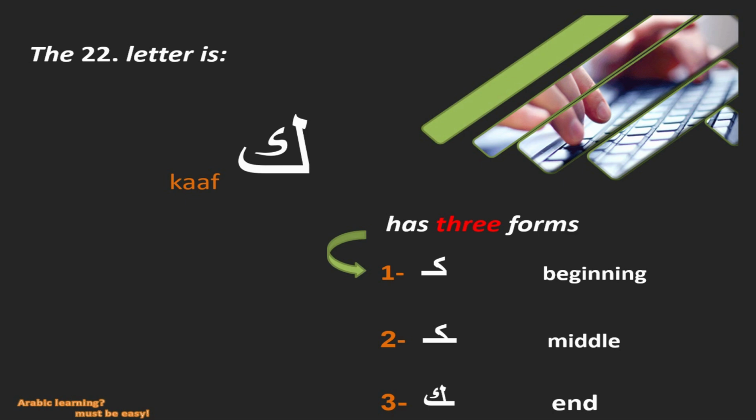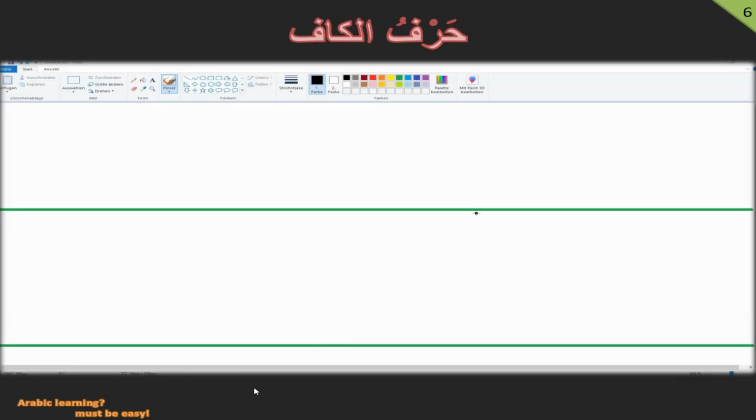So, as we learned in our series that the letters have different forms, the letter Kaaf has three forms, namely how to write it at the beginning of the word, middle or end of the word. We will see the way how to write them in the following examples. And now the video. حرف الكاف. حرف means letter. حرف الكاف. حرف الكاف.